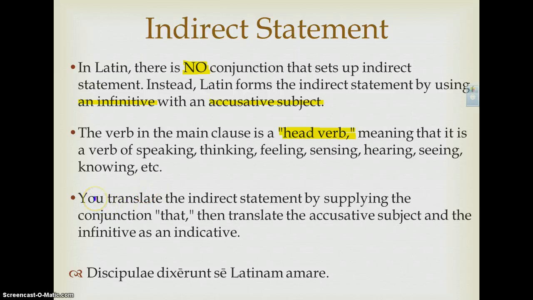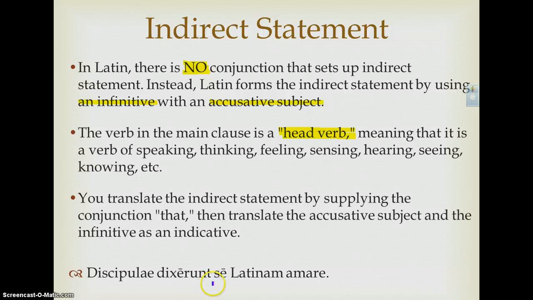So we set up indirect statement in English by using the conjunction that. Latin doesn't. So when you translate the indirect statement, you need to supply the conjunction that and then translate the accusative subject and the infinitive as an indicative. So our example, the students said that they love Latin. Discipuli dixerunt, that's our main clause, okay? Said, head verb. That, we're inserting the that. They, accusative subject. Our infinitive verb, love: that they love Latin.